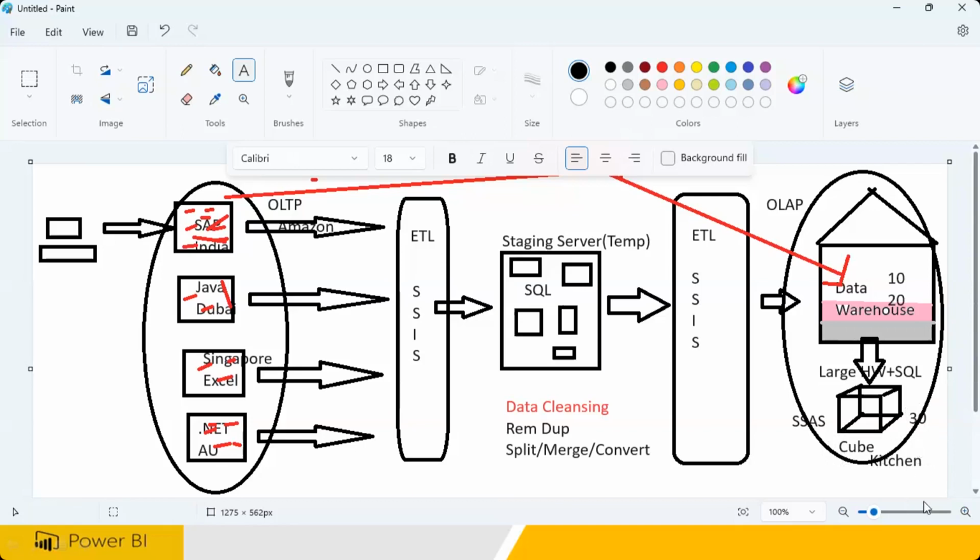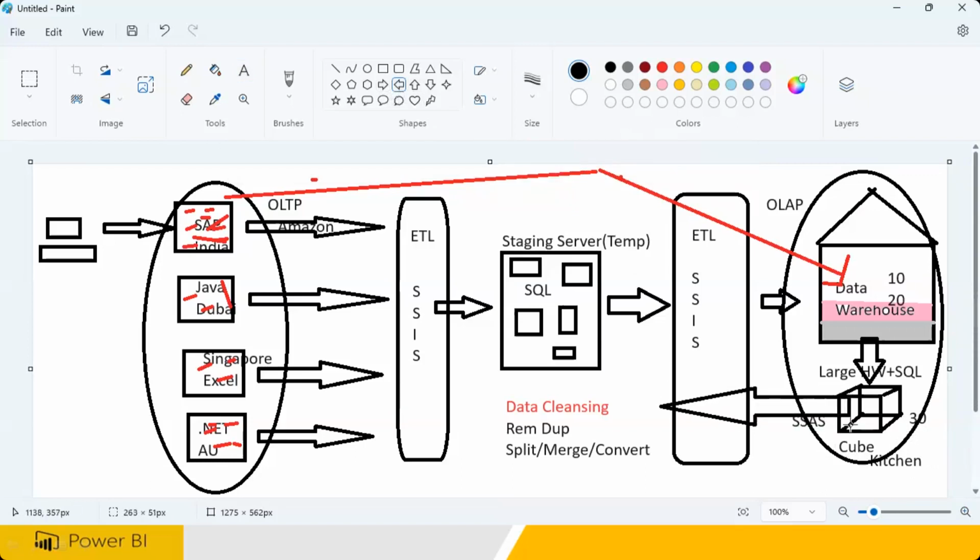In the kitchen, you do a lot of things: grinding, cooking, marinating. Without that, you will not be able to get the proper food. Am I clear? Once the food is ready, you're going to be delivering or displaying the food neatly. Now we are going to be getting all the food from the cube. Now you need to serve the food in the plate. The plate is called your Power BI reporting.